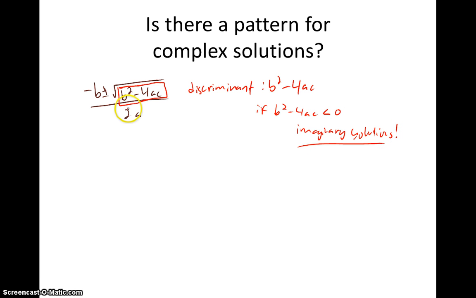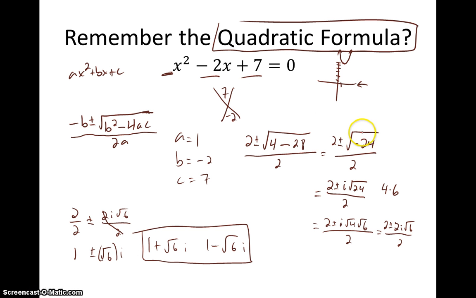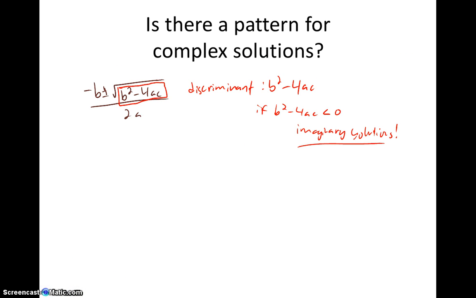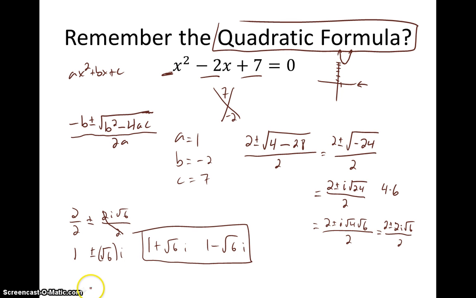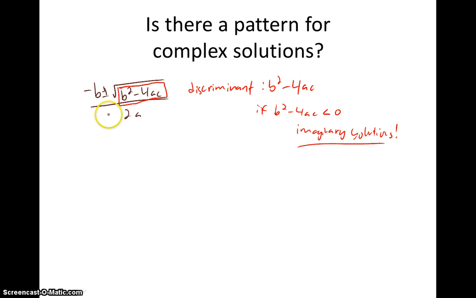So if we have a discriminant here that's less than 0, we're going to have imaginary solutions. Like in our last slide, we had a discriminant that was negative 24. Well, if it's negative 24, we're going to have an i in there. And the reason we get this pattern here, this 1 plus 6i, this 1 minus 6i, is because if we split this up, it's just negative b over 2a.